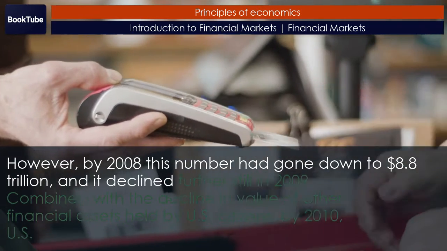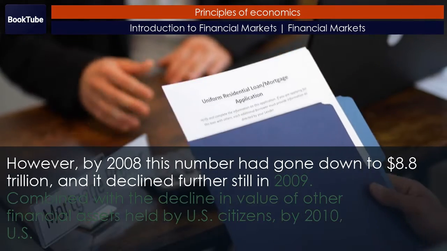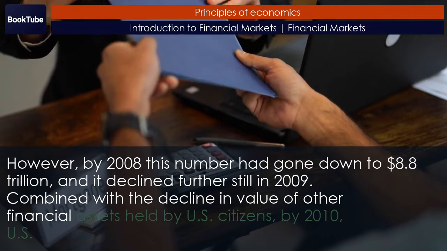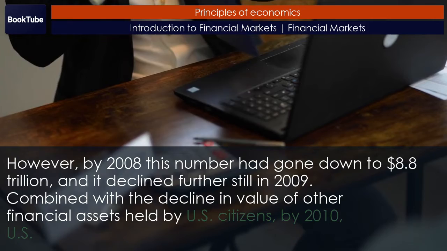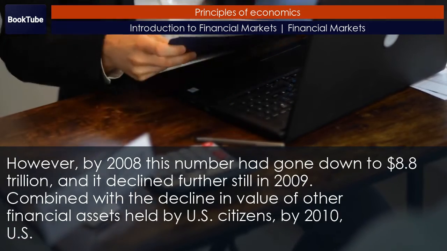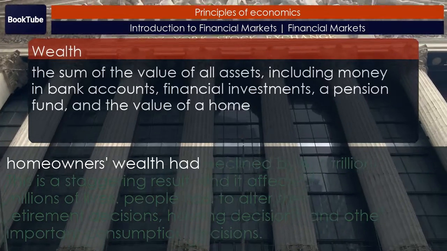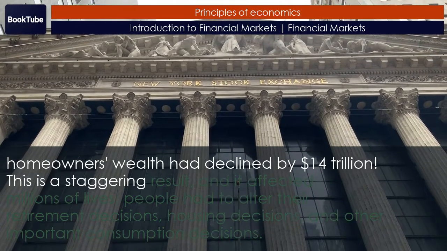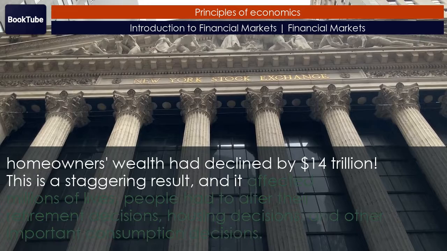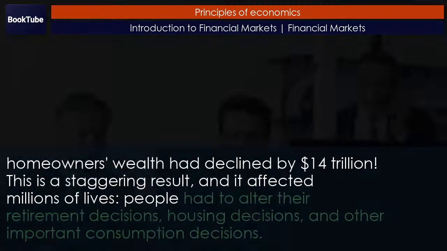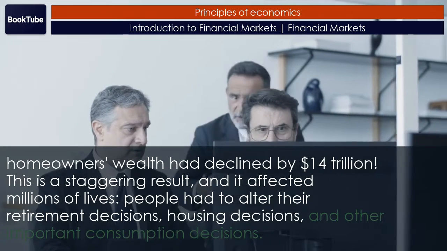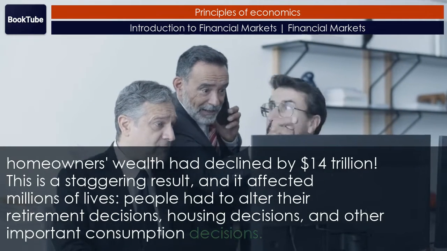And it declined further still in 2009. Combined with the decline in value of other financial assets held by U.S. citizens, by 2010, U.S. homeowners' wealth had declined by $14 trillion. This is a staggering result, and it affected millions of lives. People had to alter their retirement decisions, housing decisions, and other important consumption decisions.